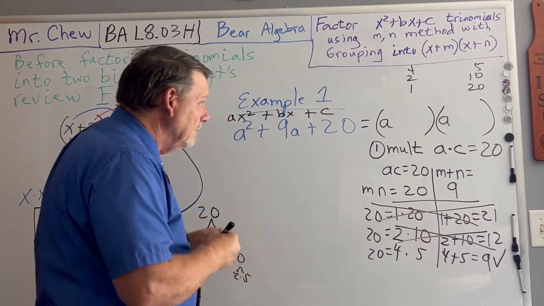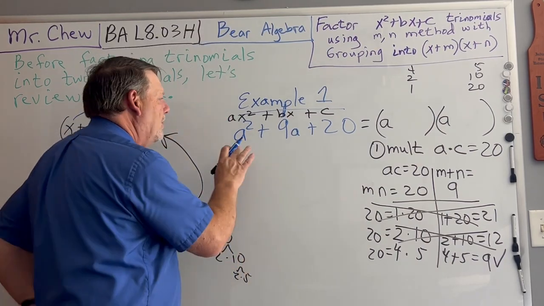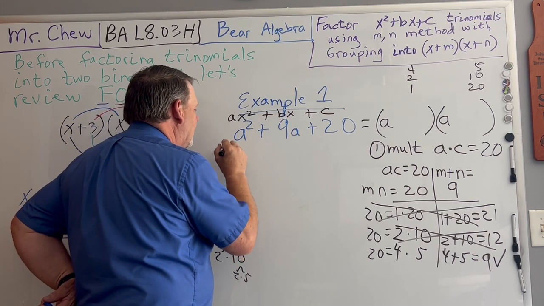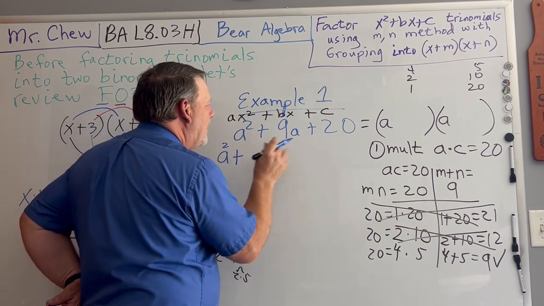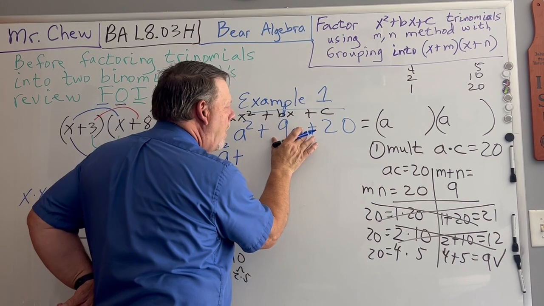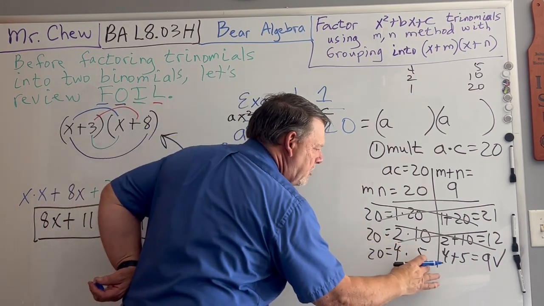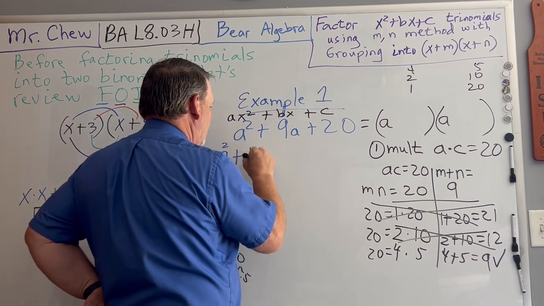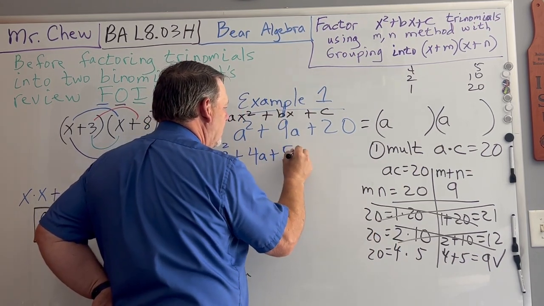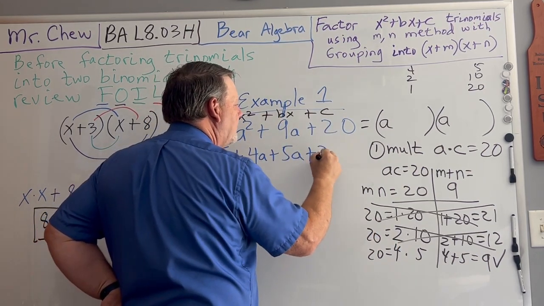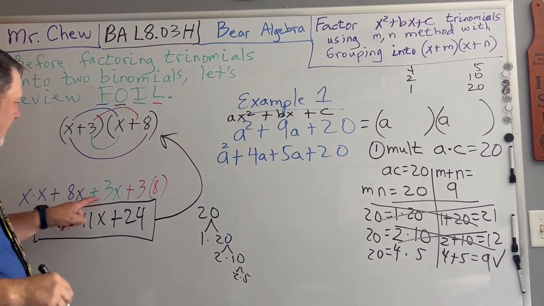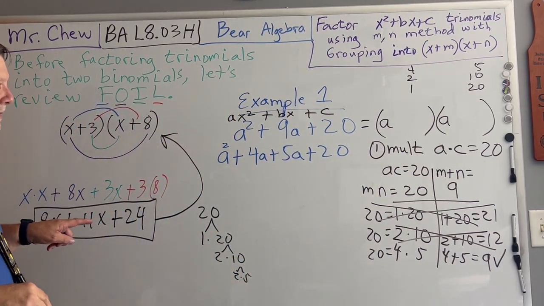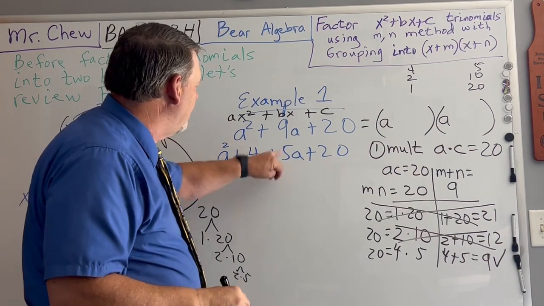Okay, so I'm going to take this problem and I'm going to rewrite this, but I'm going to rewrite this so it's a combination of these two. So it ends up being 4A plus 5A. And then I'm going to have my plus 20. Do you see how we just reversed that? These two, when I combine them, will give me my 9A.